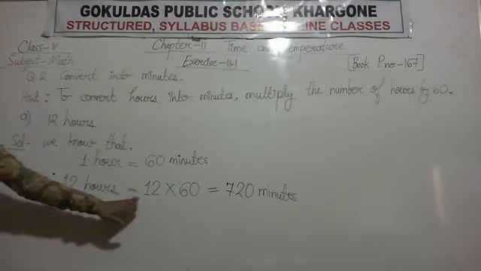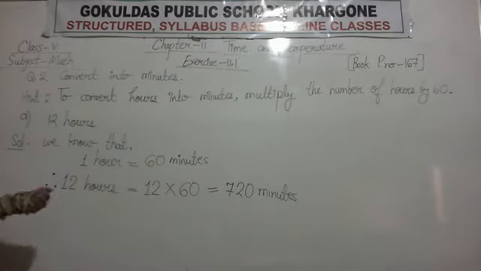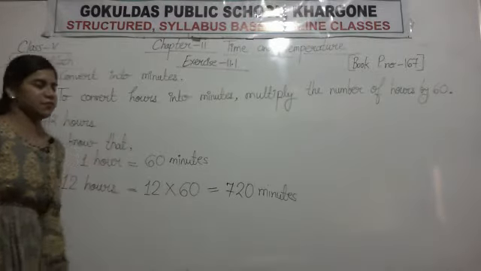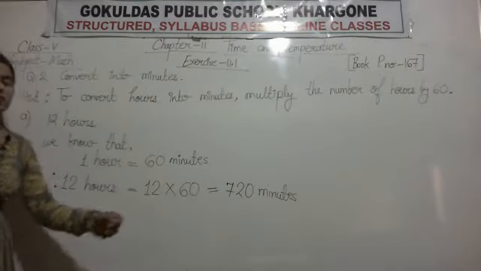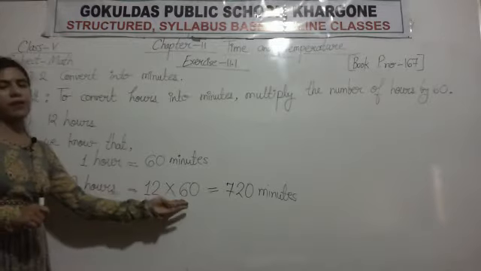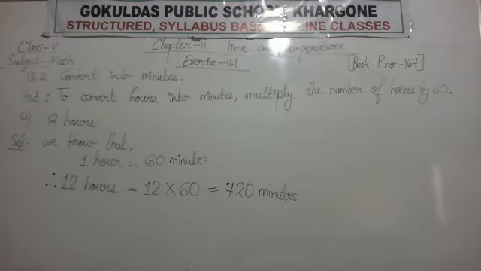So 12 hours equals to 720 minutes. This is how we convert hours into minutes. By multiplying 60 minutes, we get our result. So in each question, in the same manner, we multiply by 60 and will get our answer. Note it down or take the screenshot.